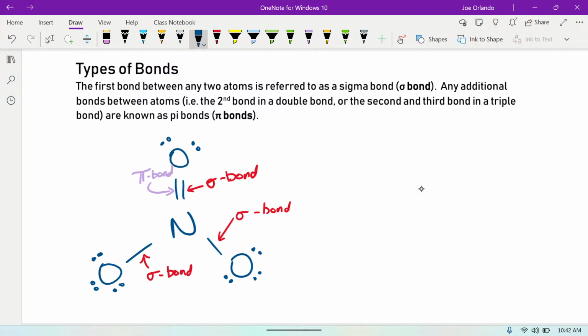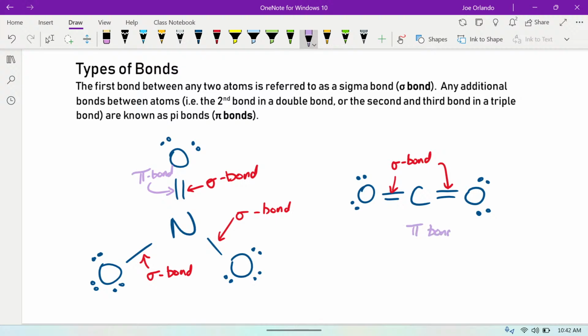So for example, if we went back to carbon dioxide, by the way, remind me, how many lone pairs of electrons would carbon have? What about oxygen? Yeah, 2 here and 2 there. In this case, this bond here would be a sigma bond. That bond there would be a sigma bond. But, might as well be consistent. But that would be a pi bond, and that would be a pi bond.